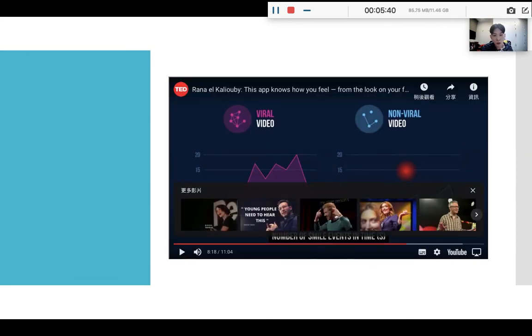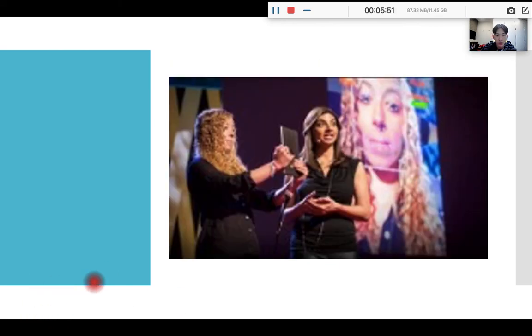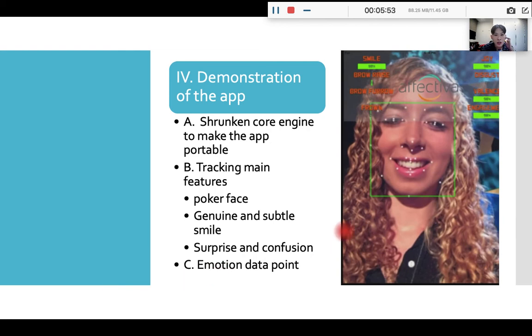Okay, let's pause here to unpack the section on demonstration and her findings. Okay, so from the demonstration, we learned that the speaker has shrunken the core engine to make the application very portable. You can use this application on your phone or on your tablet computer.